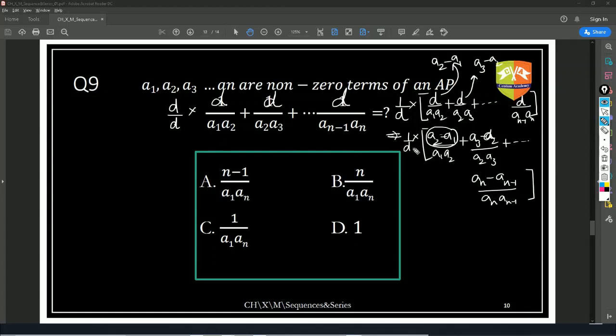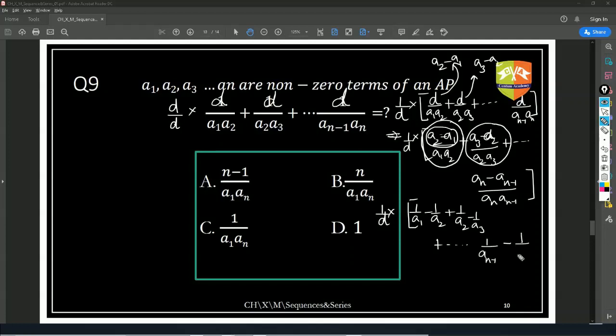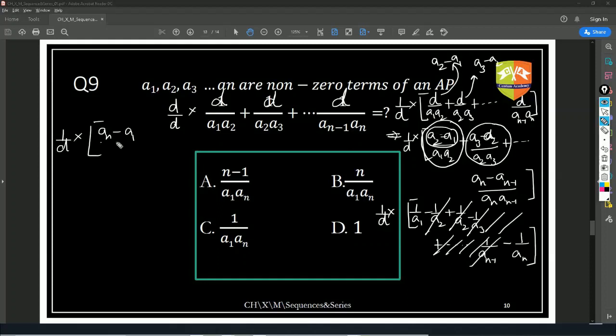How does it help? Now this becomes 1 by d into, within brackets, the first term, which is nothing but 1 by a_1 minus 1 by a_2. This term becomes 1 by a_2 minus 1 upon a_3, and likewise the last term becomes 1 upon a_(n minus 1) minus 1 upon a_n. All will get cancelled one by one, and only the first term and last term will be left. So 1 by d into, taking the LCM, (a_n minus a_1) by a_1 a_n. This is left.